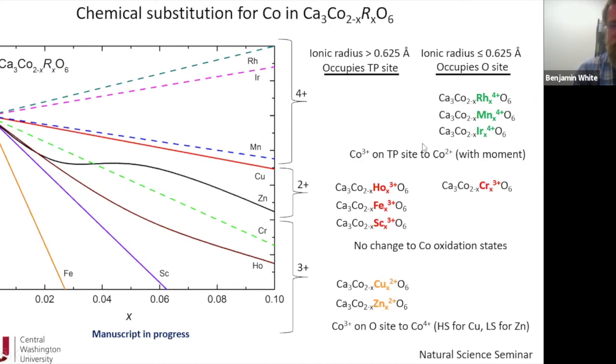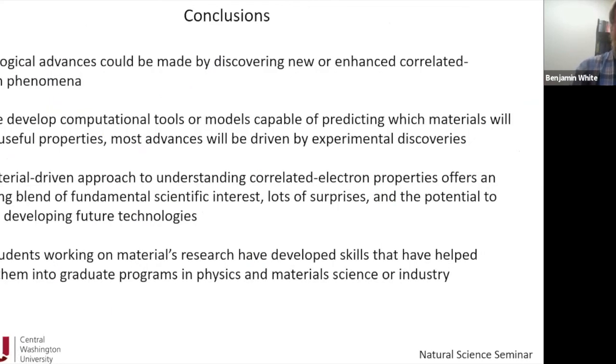But interestingly, in the case of replacing it with trivalent oxidation state ions, there's no change to the cobalt oxidation state, but that's the one that actually had the biggest impact on killing off the magnetic order. So that's something we're looking into, and that's another student project that's ongoing. I didn't want to go into too much detail there. I just wanted to give you a sense for some of the projects.